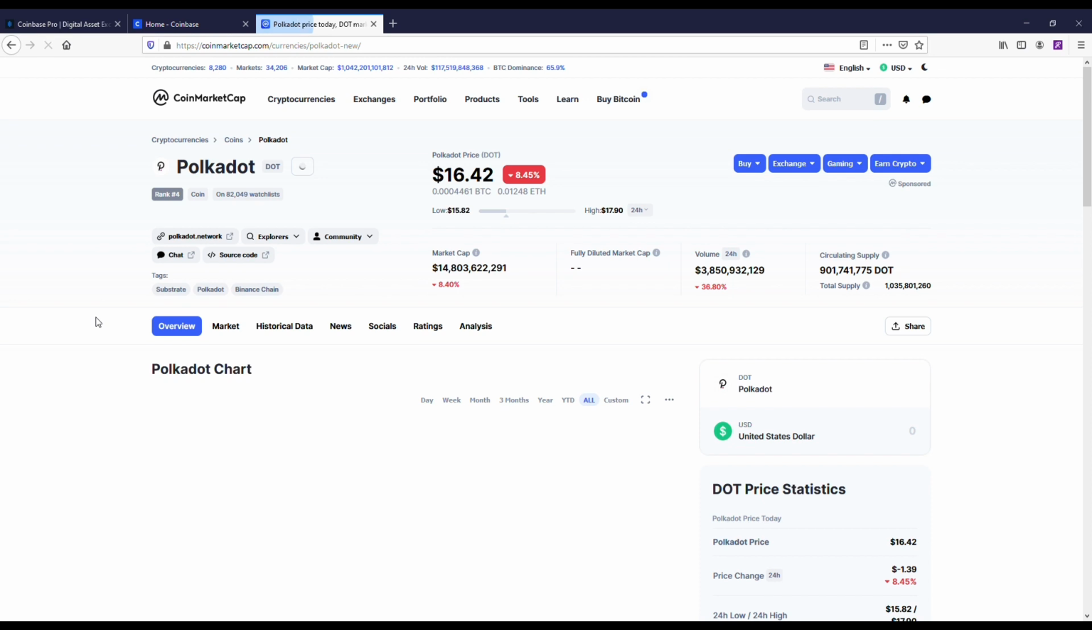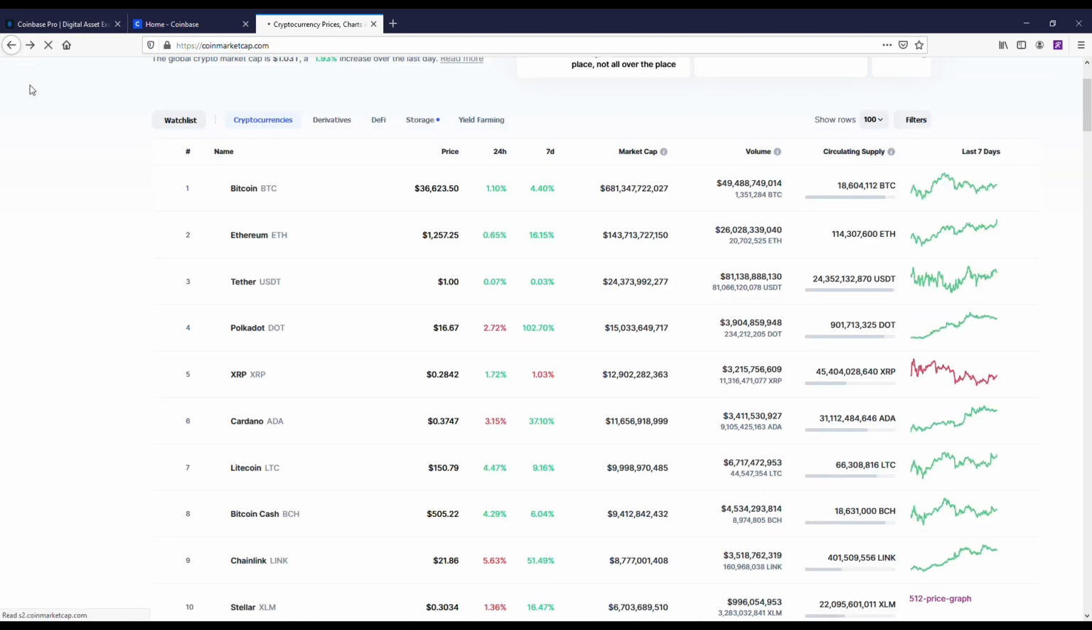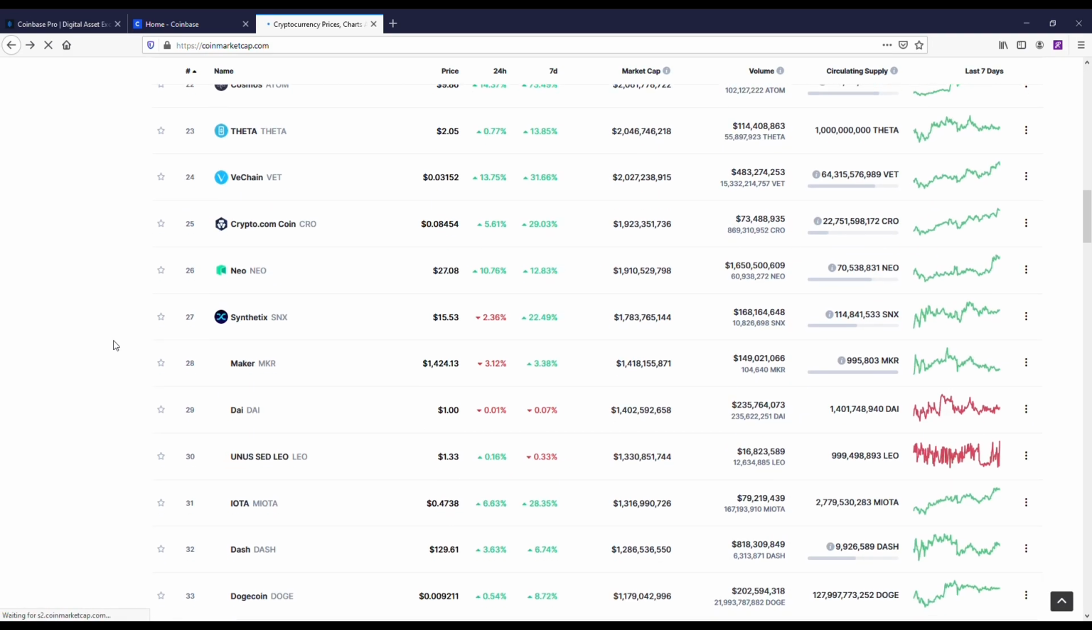And then Polkadot, I was talking about this coin. I said it was a really good buy when it was under $10 recently. However, it's gone up quite a bit. It's at 16. I don't really think that's a big deal. I think this coin could easily get up to $50, no problem. So I think Polkadot, DOT, is another good coin to probably look into.